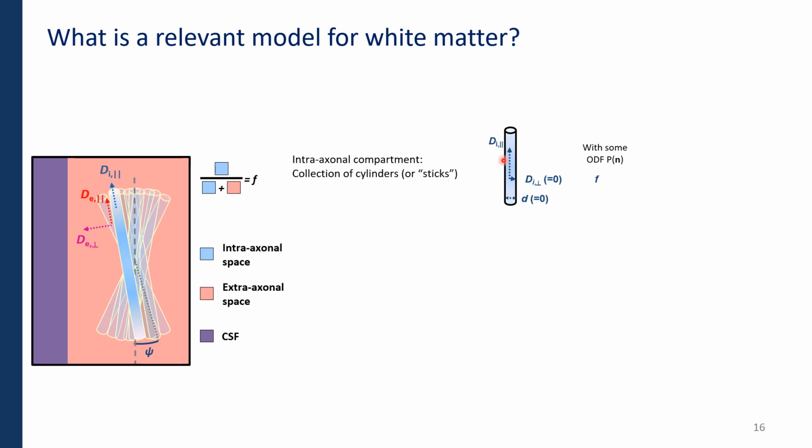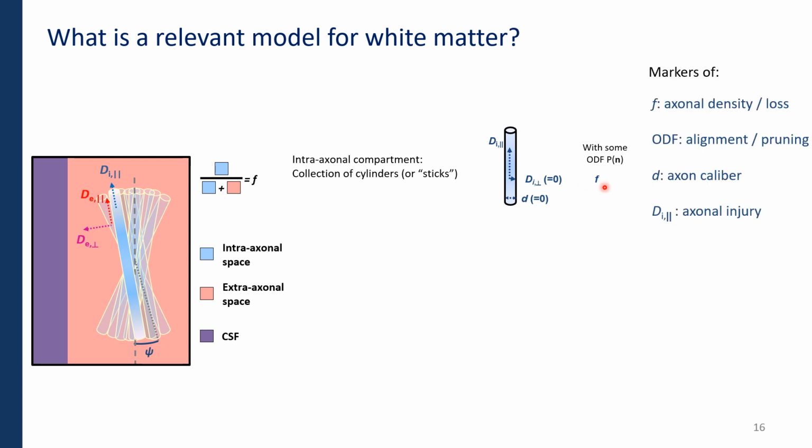This intra-axonal compartment is also characterized by a signal fraction f, which is also some measure of axonal density. And of course, some orientation distribution function. If we don't consider the axons are fully parallel, we can consider some dispersion among them. And all of these parameters are, for example, useful markers of axonal density or loss. In the case of the ODF, of alignment or pruning. In the case of the axon diameter, of axon caliber, and the intra-axonal diffusivity is a very good marker for intra-axonal injury.